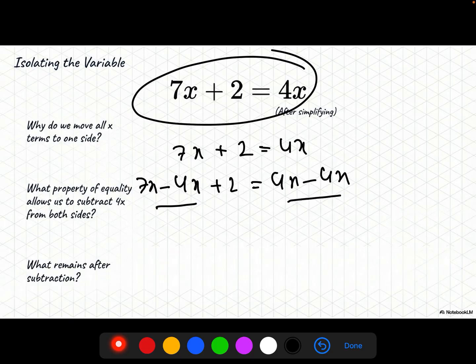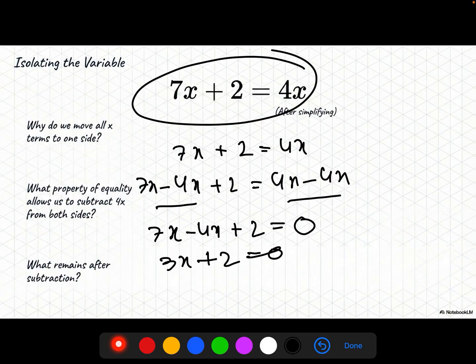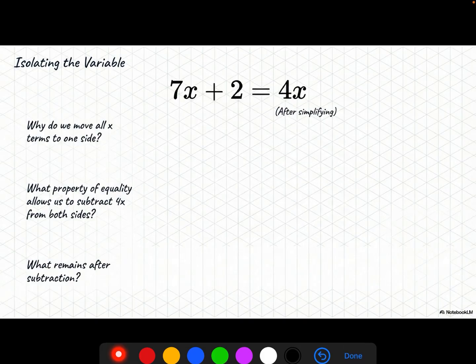So 7x minus 4x plus 2 equals 0. That becomes 3x plus 2 equals 0. Now one final step, solving for x.